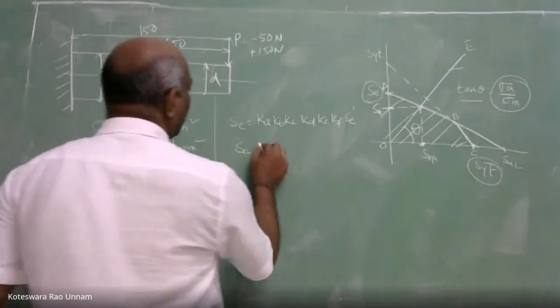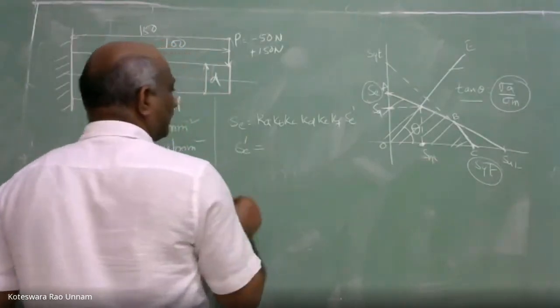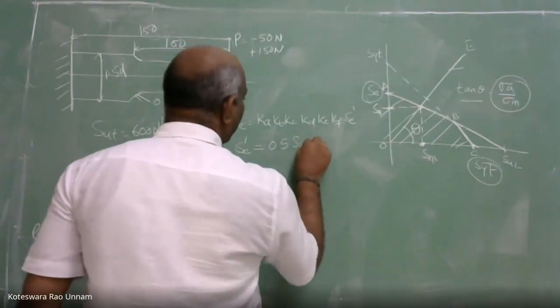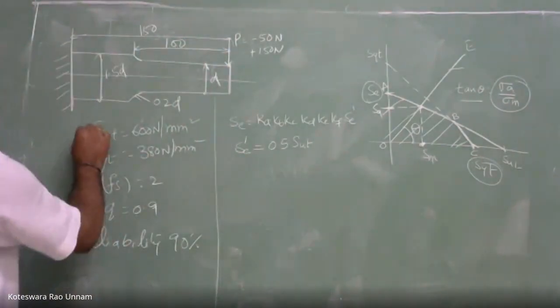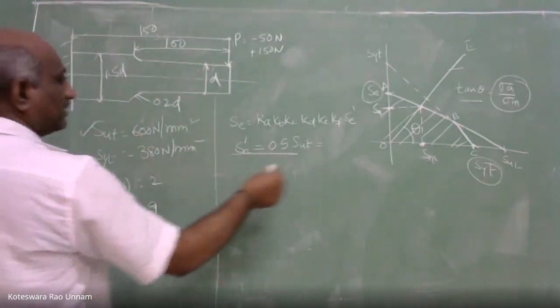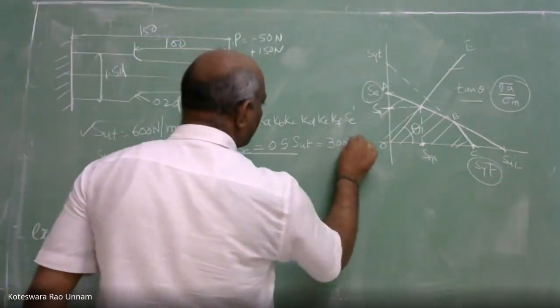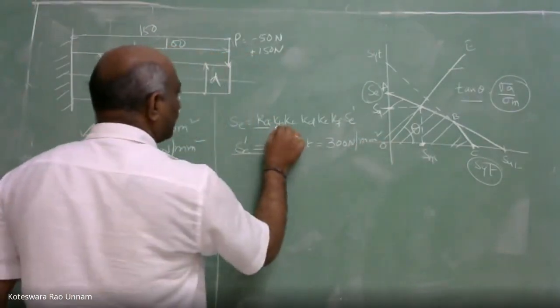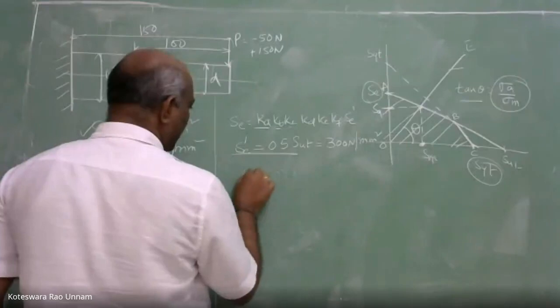Whatever it may be, for any steel, SE dash is nothing but 0.5 SUT. SUT is given, so I can compute SE dash, which is 0.5 into 600, which is 300 Newton per mm square. Then I have to compute Ka, Kb, Kc, all these parameters.